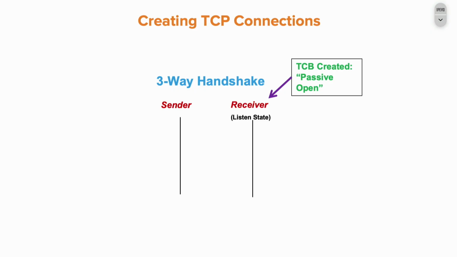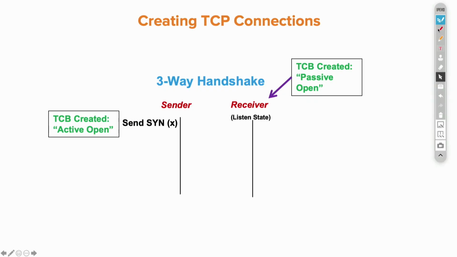Now, a few miles or thousands of miles away, somebody opens up their client and they create an active open. They open up their web browser and they type in google.com or something like that. That creates a transmission control block on them, which is considered an active open. So what are they going to do? Well, they're going to send a TCP message from sender to receiver. Now here's the thing.